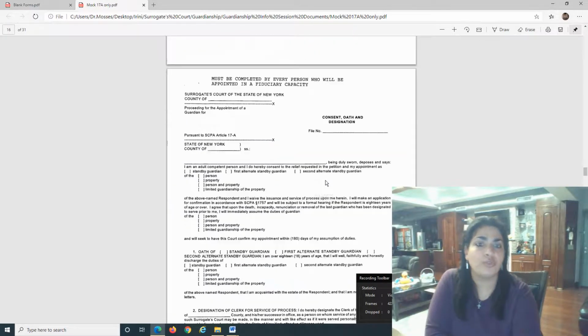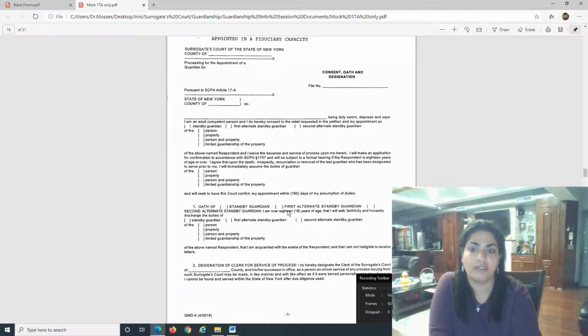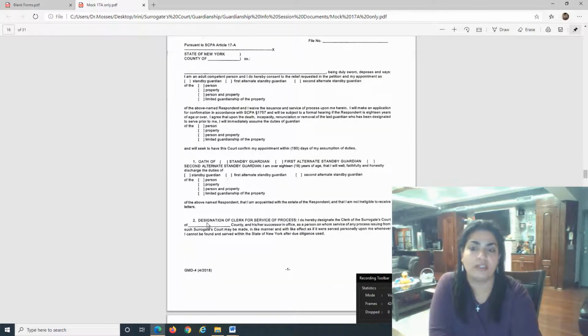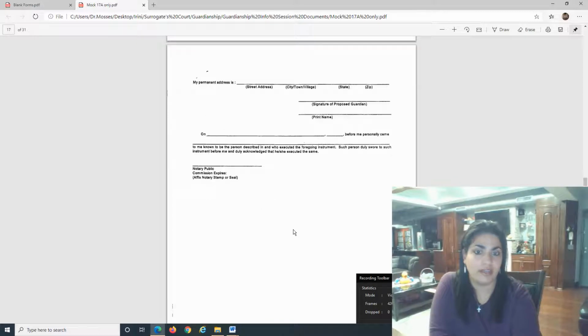Okay, so you would do one of these for every fiduciary status. Same thing then would go for the first alternate. First alternate, person, county. Make sure everything gets filled in. First alternate, address, signed. Okay, so one of these needs to be completed for every person asking for a fiduciary responsibility.